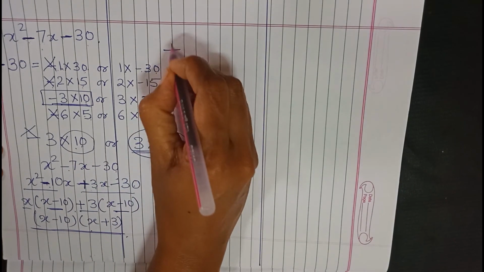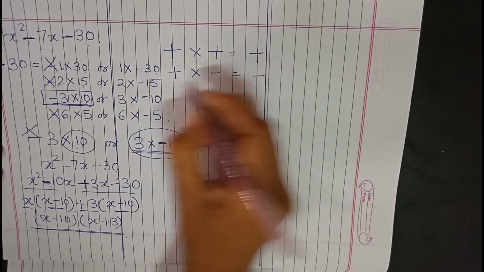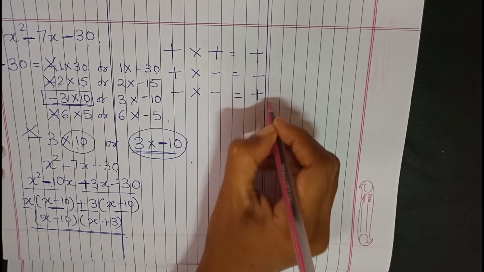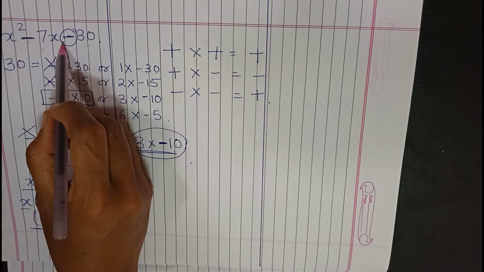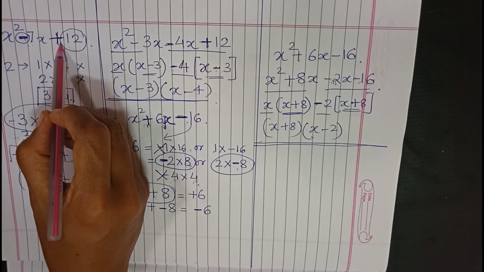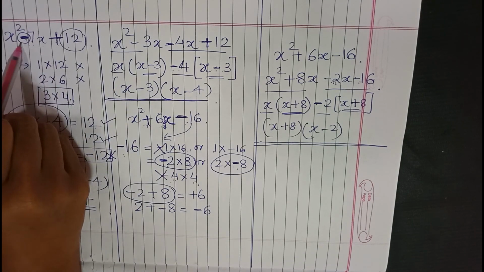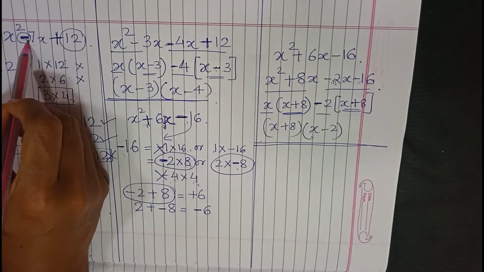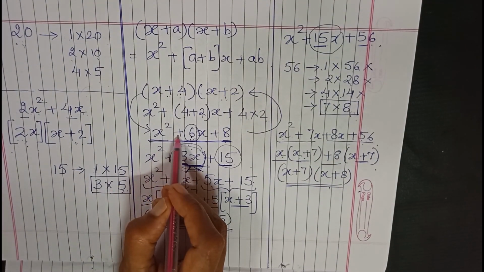The only thing that you should remember here is plus into plus is plus, plus into minus is minus, and minus into minus is also plus. So if your product here is negative, immediately you should understand that one number should be plus and one number should be minus. And if you have a plus sign, then it indicates that either both numbers are plus or both numbers are minus. And how do you decide whether I should take plus or minus? It will be decided by this sign. So if this sign is negative, both the numbers should be negative. And if this sign is plus, then both the numbers should be plus.